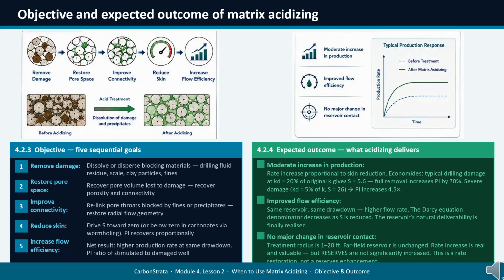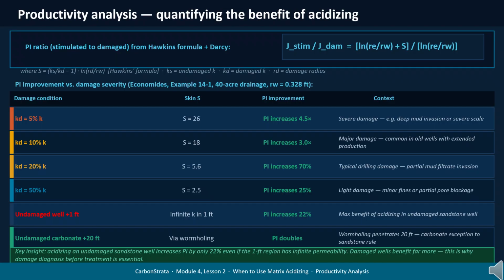So read the slide correctly. Left side tells you what must happen. Right side tells you what you can expect. If your expectation exceeds that, the problem is not the treatment. It is your diagnosis. Focus on the equation first. J_stim over J_damaged. Productivity depends directly on skin. That is the only variable changing here.